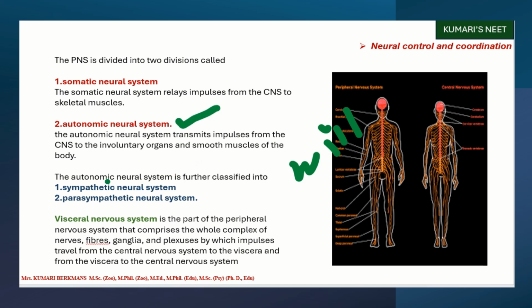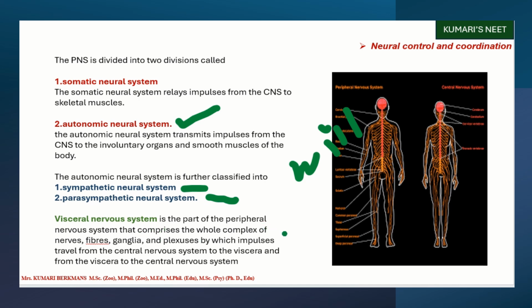And this autonomic neural system is also further classified into two types: one is sympathetic and another one is parasympathetic. So let us see that in the later part. And another one, if you see, is the visceral nervous system.